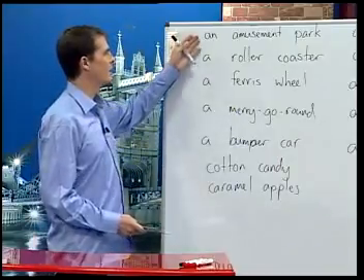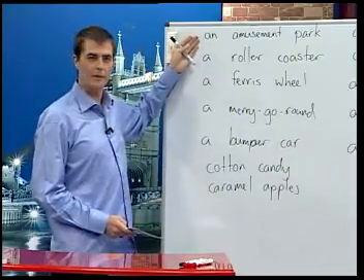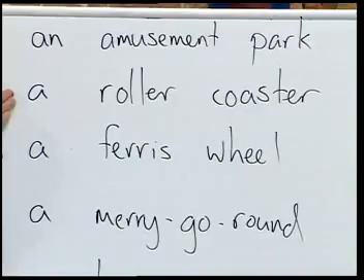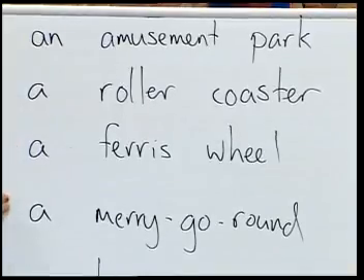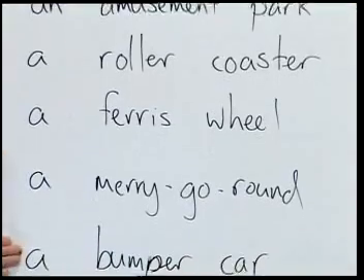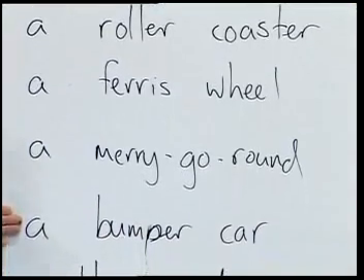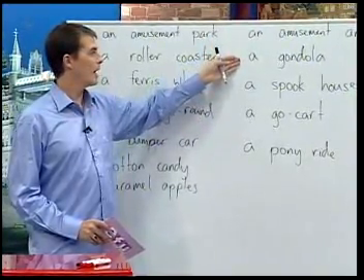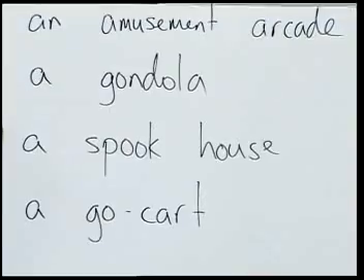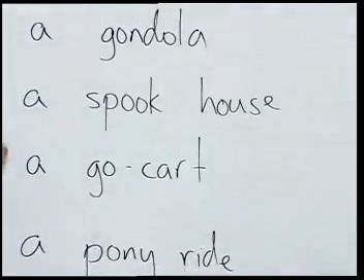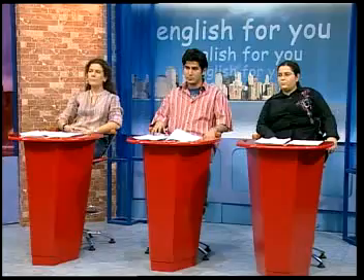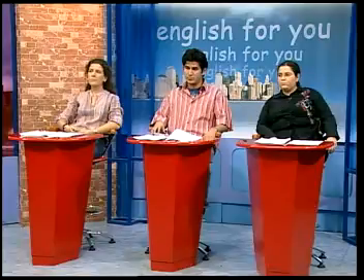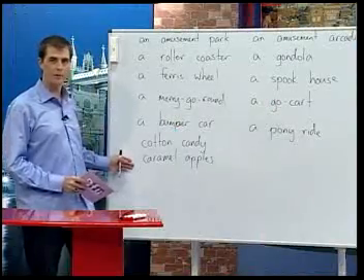So let's repeat these. An amusement park. A roller coaster. A Ferris wheel and a merry-go-round. A bumper car. An amusement arcade. A gondola, a spook house, a go-kart, a pony ride, and cotton candy and caramel apples.